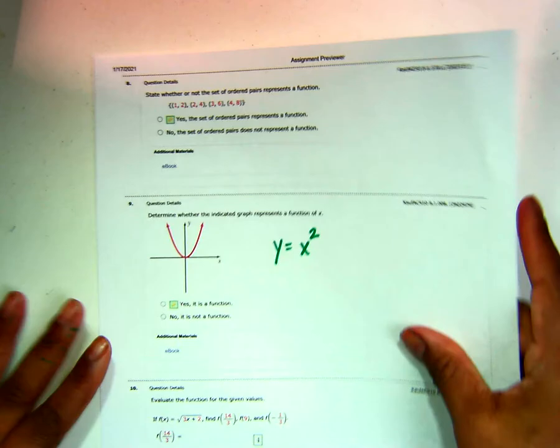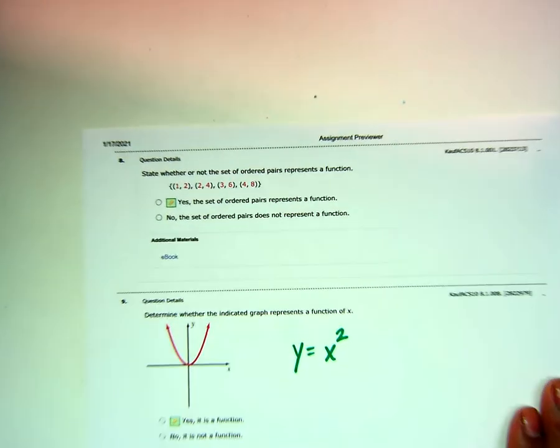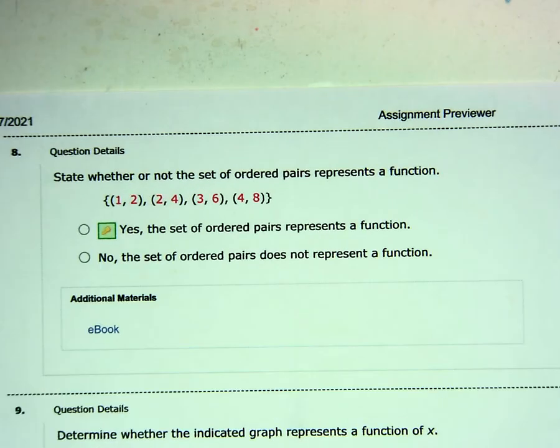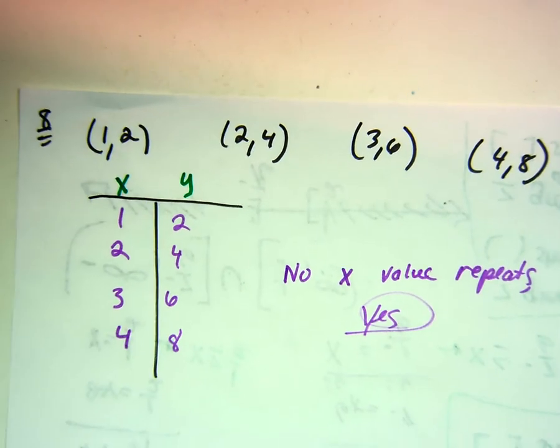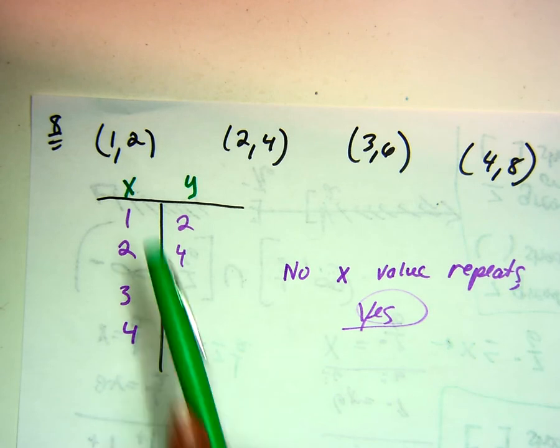Your next one is pertaining to a function. What it's asking for is: state whether the ordered pairs represent a function. And you see how it says yes. So what I'm going to do now is break it down so you can actually see it. Here's the reason why it says yes. I wrote all 4 ordered pairs. So 1, 2, 3, 4.